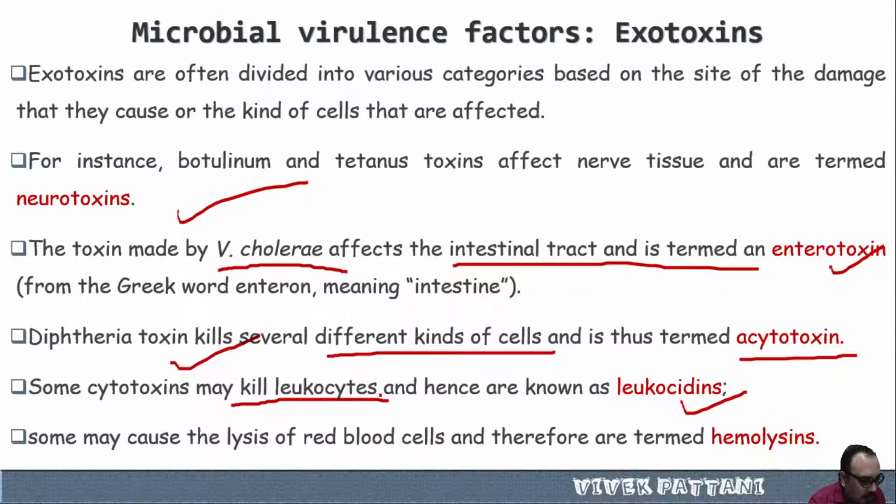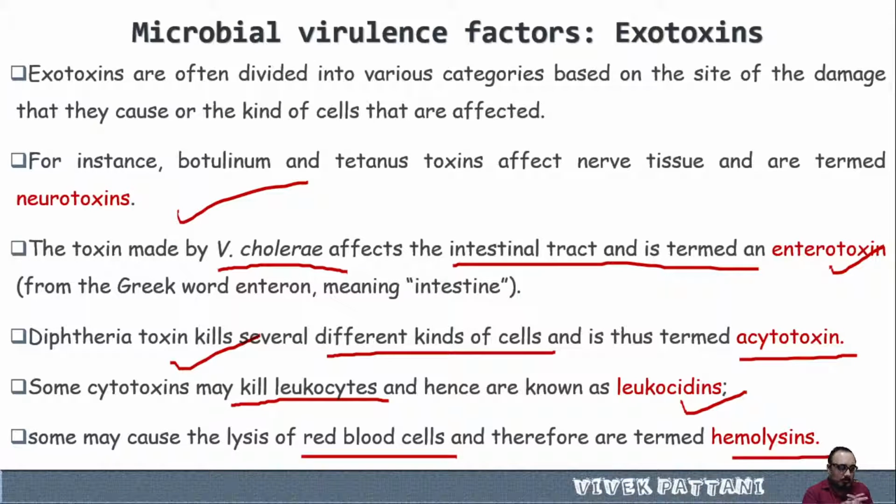Some cytotoxins may kill leukocytes, so they are known as leukocidins. And some may cause lysis of the blood cells, so they are called hemolysins. So there are a number of different varieties of exotoxins, and their names are given according to their function.